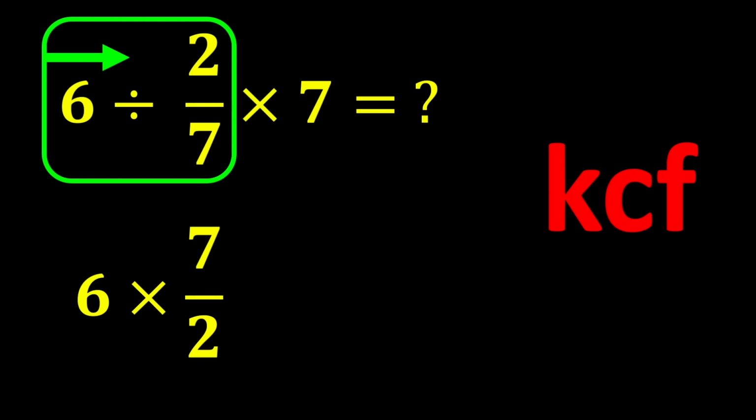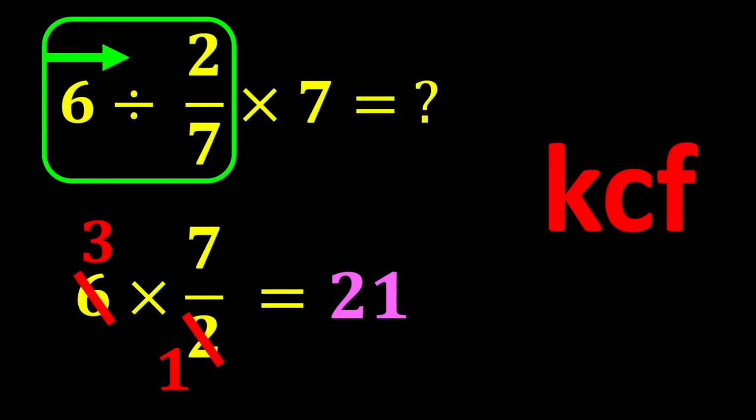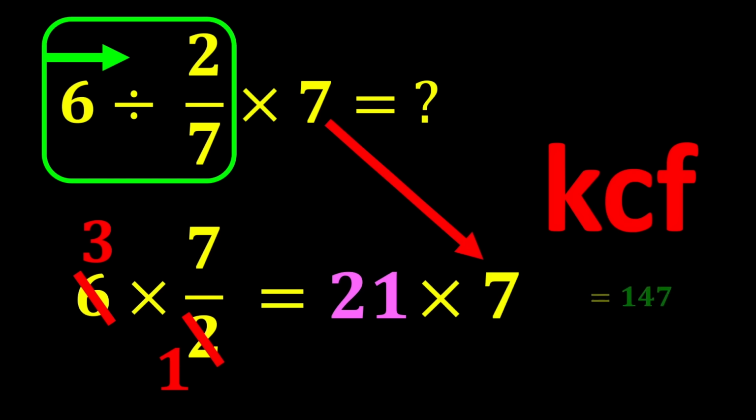2 over 7. 2 divided by 2 gives us 1, and 6 divided by 2 gives us 3. 3 times 7 gives us 21, and in the end we calculate 21 times 7, which gives us the final answer, 147.